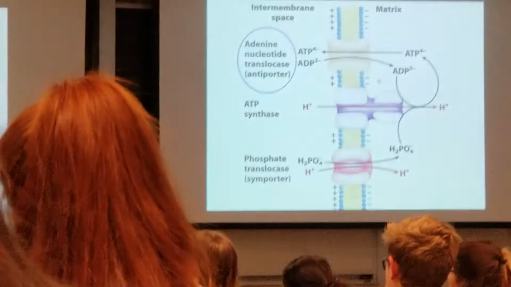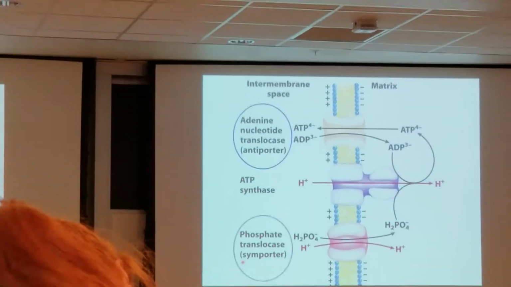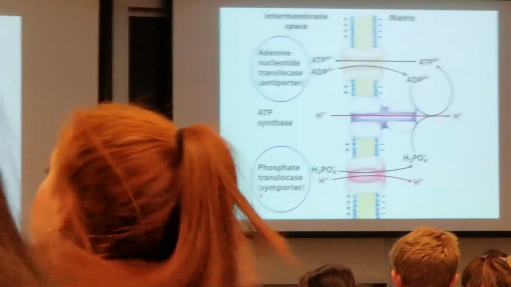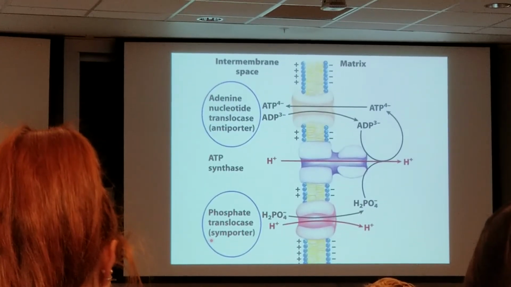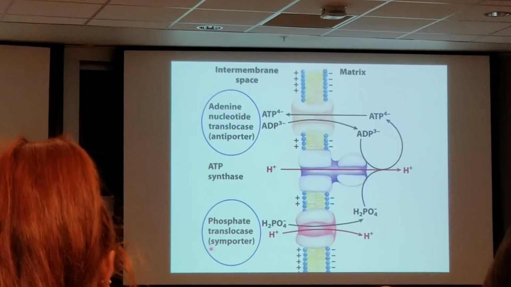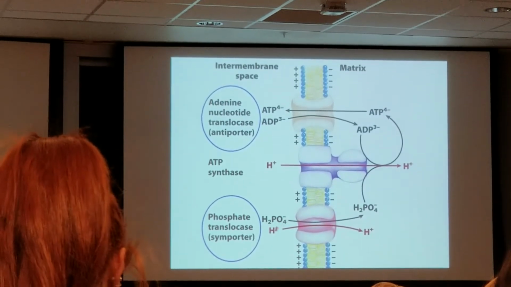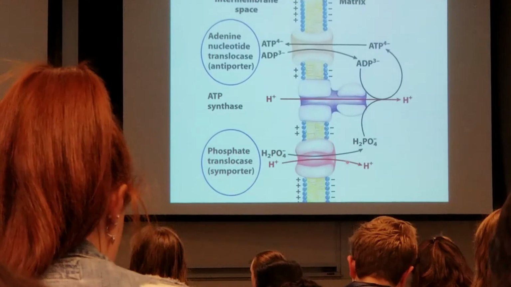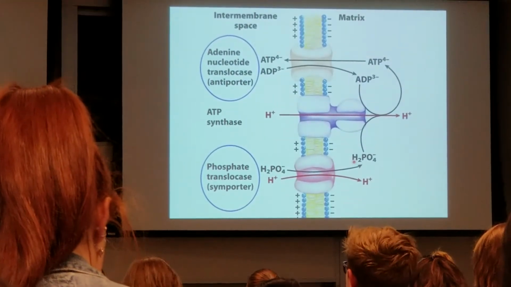So that's where this other transporter down here, phosphate translocase, is a symporter, which means 2 things have to come in at the same time. So inorganic phosphate, which is H2PO4-, along with a proton, is coming in, providing the missing phosphate. Cool?